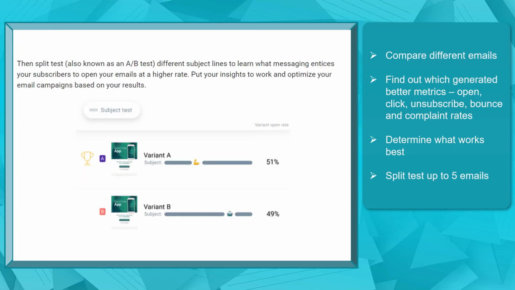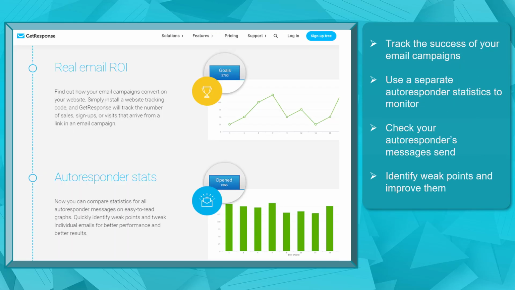You can also do split testing to test up to 5 email versions and find out the best strategy that works for your subscribers. Also, you can track the success of your email marketing campaigns. GetResponse will track the sales that your email campaigns generated. You also have separate autoresponder statistics that you can monitor. This will allow you to check your autoresponders' messages sent and identify the weak points and improve them.